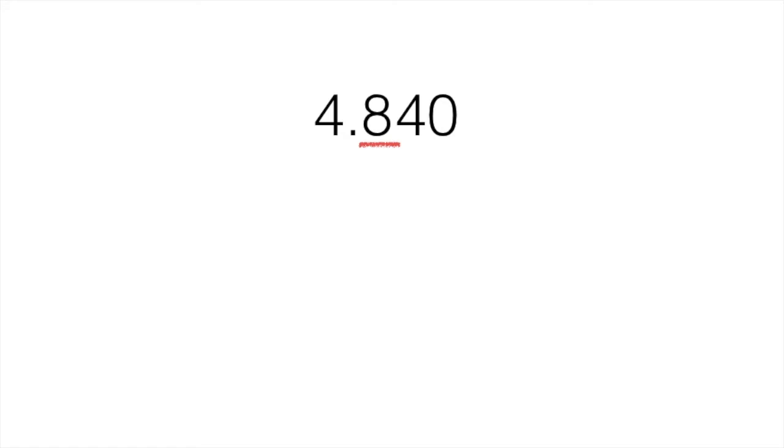84 is between 80 and 90, so when I round down, I'm going down to 80. Even though we call it rounding down, we don't actually change the underlying number. So my new decimal would look like this. Oh, I see it now.